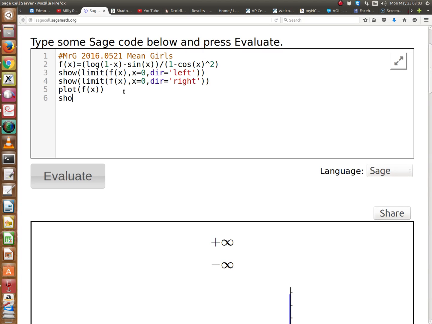How about show the diff of the numerator? Remember what L'Hopital says, right? Differentiate the numerator separate from the denominator. Okay, so there you go, with respect to x. And then let's do a show diff of the denominator with respect to x.